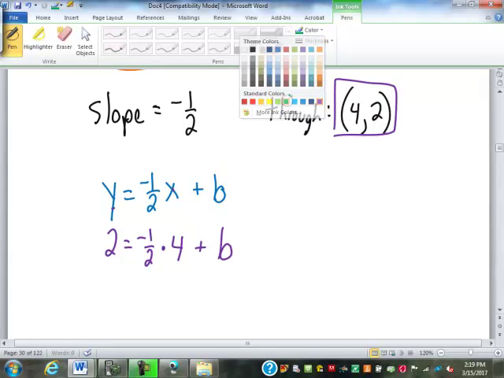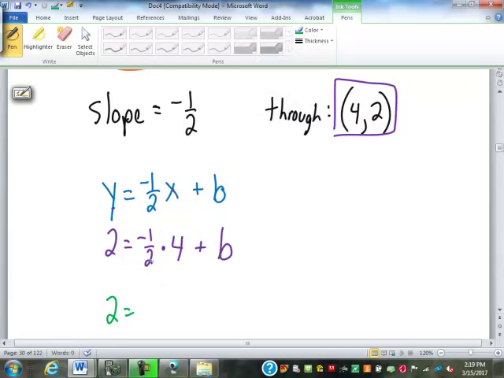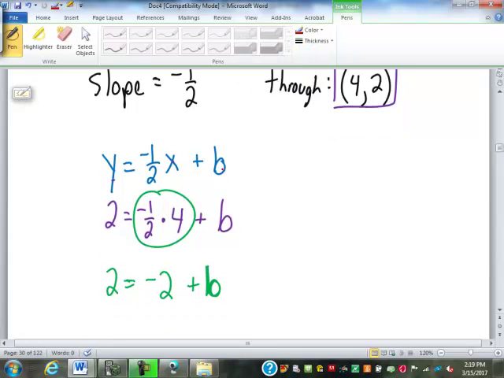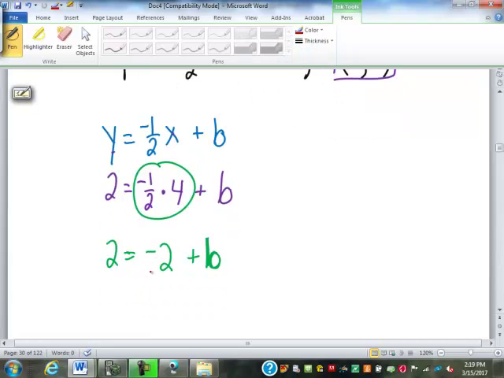So we can combine here. The 2 isn't going to change. -1/2 times 4 is negative. There you go, -2. Perfect. Negative times a positive is a negative. 1/2 times 4 is 2. So now to solve for b, what do I have to do yet? Perfect. It's a -2, so I do have to add 2. So 2 plus 2 is 4. B is 4.